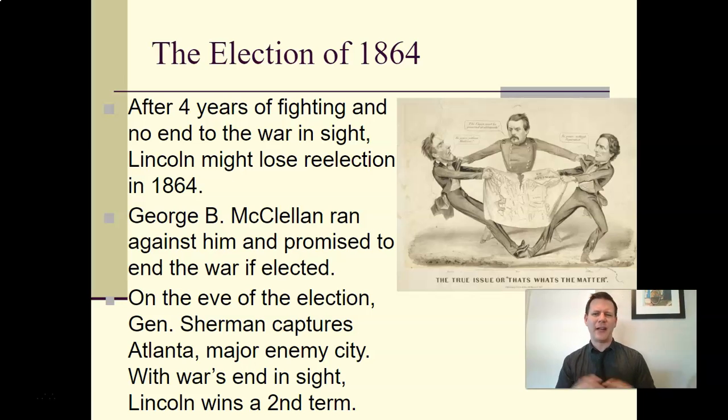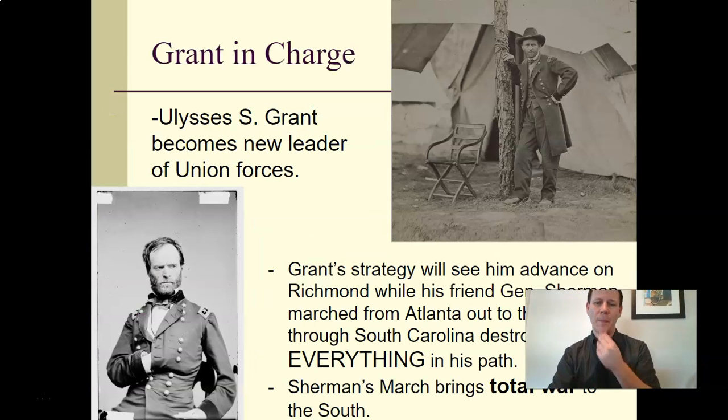And so that's kind of a big, again, morale boost. We've come this far. It would be such a shame to just quit and let the South off the hook, I guess you could say. So Lincoln ends up winning a second term off the victory at Atlanta. So now that Lincoln is elected to finish the job, now that the South is on the ropes, they're fighting a defensive war, they're running out of men, Atlanta has been captured, the Mississippi has been captured, it's time to finish the fight. So Lincoln puts a new general in charge.